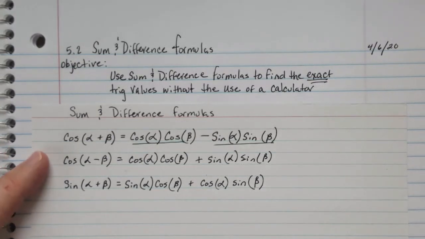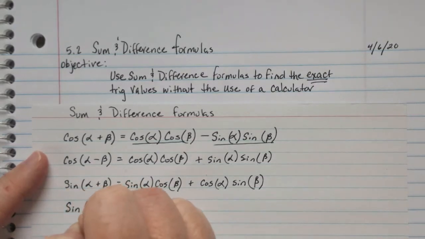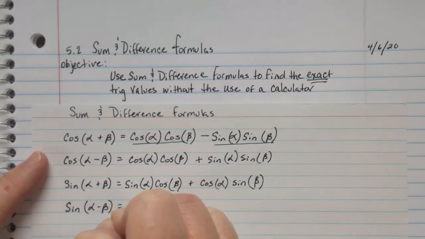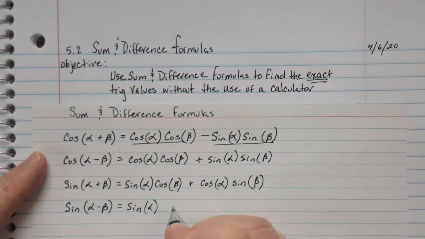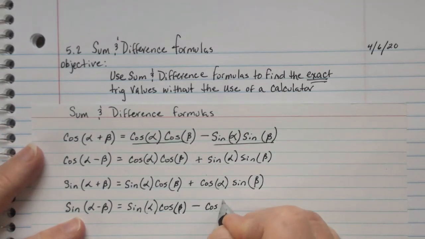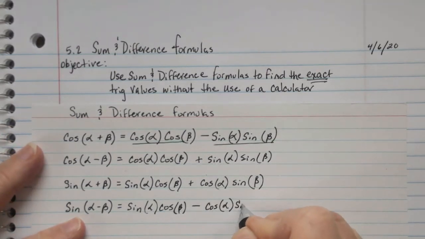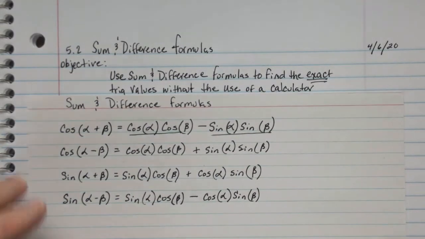Okay, let's go ahead and write the difference formula for sine alpha minus beta, and that will equal, now we want to follow the same pattern using different trig functions. So the sine of alpha times the cosine of beta, same sign, so minus cosine of alpha times the sine of beta. And that's the sum and difference formulas we're going to be using.